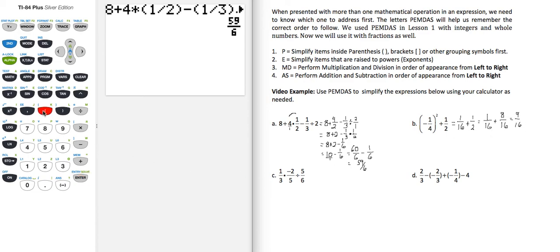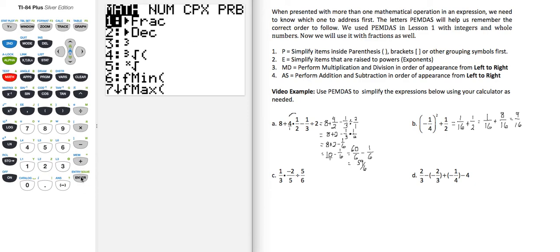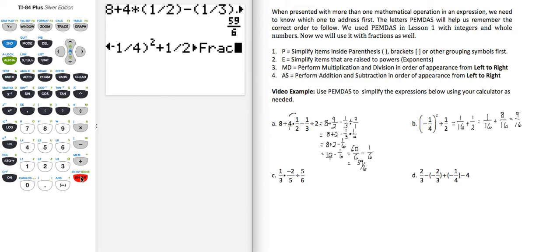Let's double check on the calculator. Parentheses, -1/4, so -1 divided by 4. I'm going to square that, plus 1/2, so 1 divided by 2, and then I want a fraction. So I press math and then enter, and enter again. Confirms my result of 9/16.